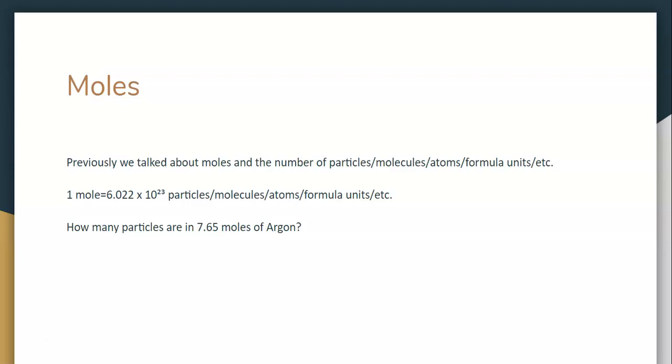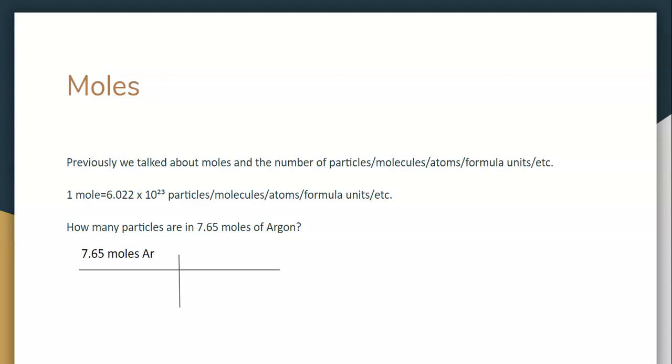So let's take a look at our practice problem just to kind of take a step back. Remember, we're going to use our T-chart or our railroad tracks. It's a dimensional analysis conversion. Our conversion factor is that 1 mole equals 6.022 times 10 to the 23rd. So I make my T-chart.